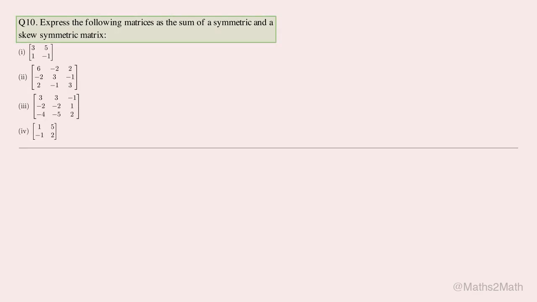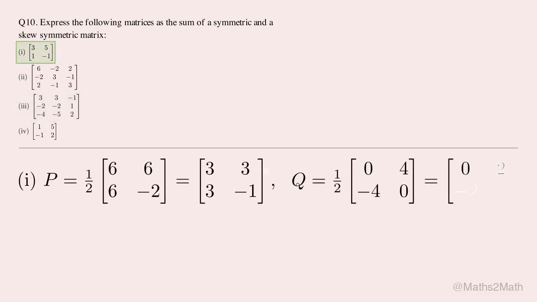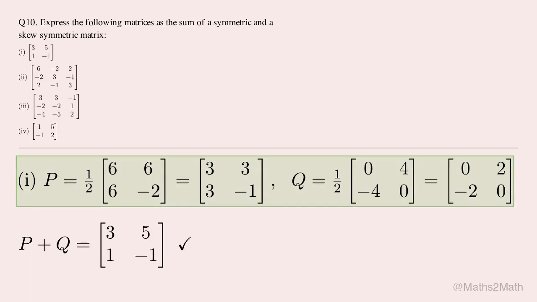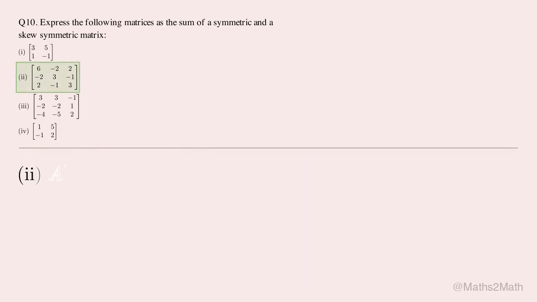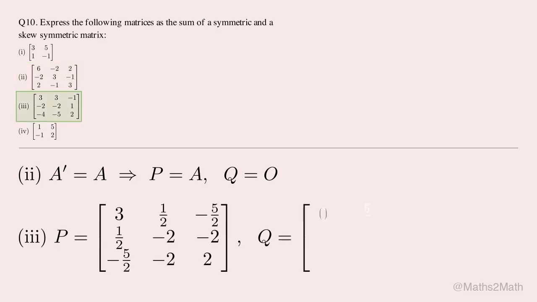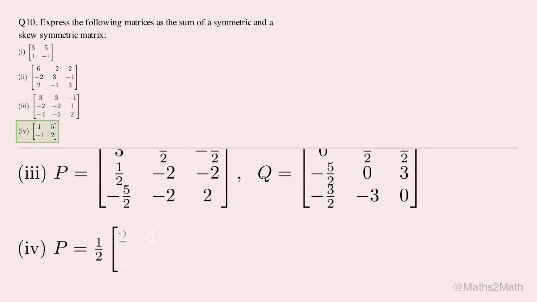Question 10, the decomposition theorem in action. Any square matrix is half of A plus A transpose, plus half of A minus A transpose. 4 matrices to split. Part 1, the symmetric part averages opposite entries. The skew part takes their half difference. Check, P plus Q returns the original. Part 2 is already symmetric. Its transpose equals itself, so the symmetric part is A and the skew part is 0. Part 3, both halves written in full. And Part 4.